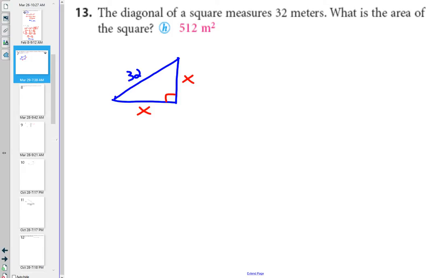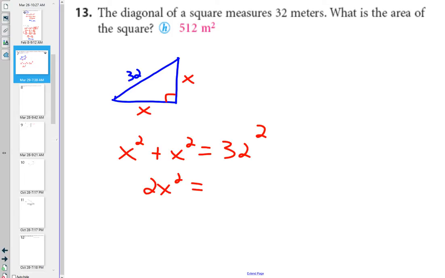What two sides are these? Legs. They're the legs. So I would write x squared plus x squared is equal to 32. So even though there are two different unknowns, yeah, they can be combined.